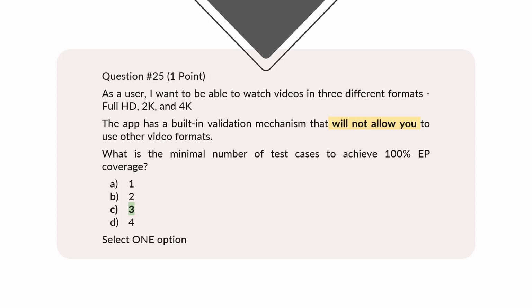That is why carefully read the description of the question. It can greatly simplify the search for the right answer. This also applies to invalid partitions. The question can emphasize the fact that invalid partitions need to be tested. For example, the HD format was removed from the backend and should not be displayed in the dropdown. In this case, we need to test only one invalid partition.